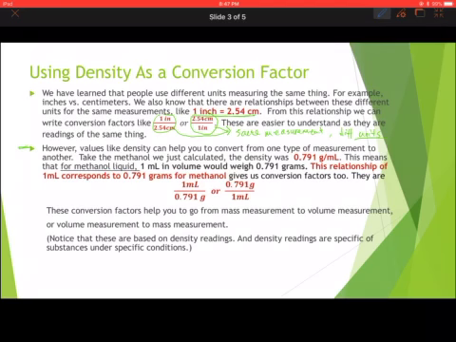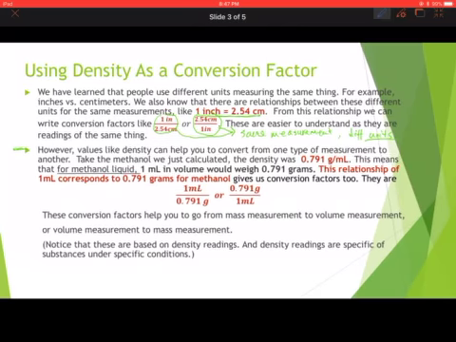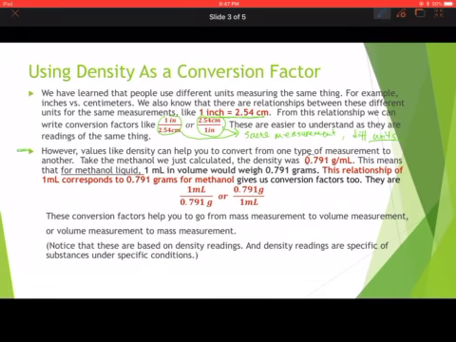Here, we're using density as a conversion factor. So use the methanol we just did. We found the density was 0.791 grams per ml. What does that mean? That means if you have 1 milliliter in volume of the methanol, it would weigh 0.791 grams. They are equivalent. They're the same thing, these two.